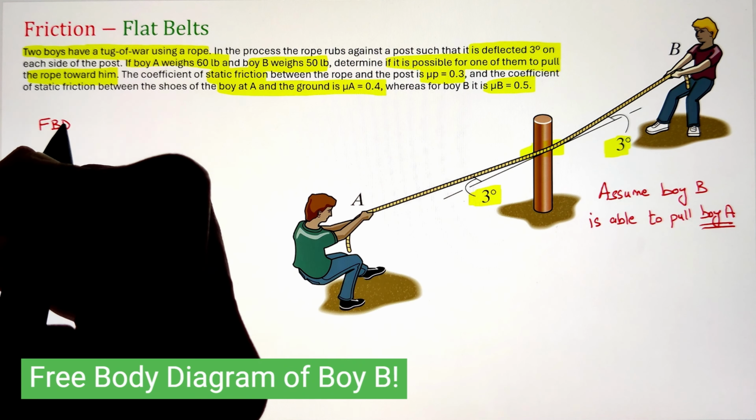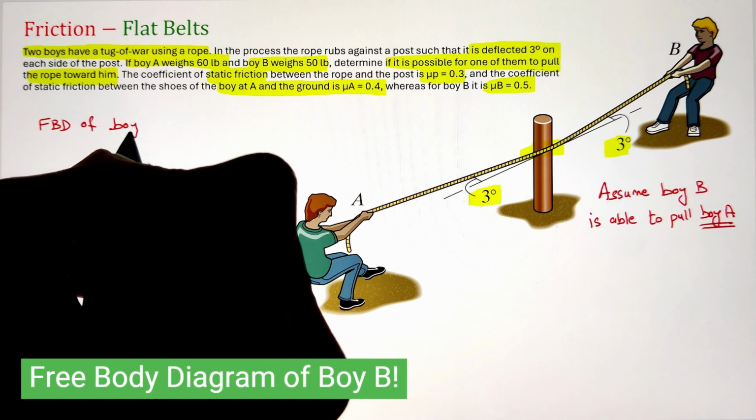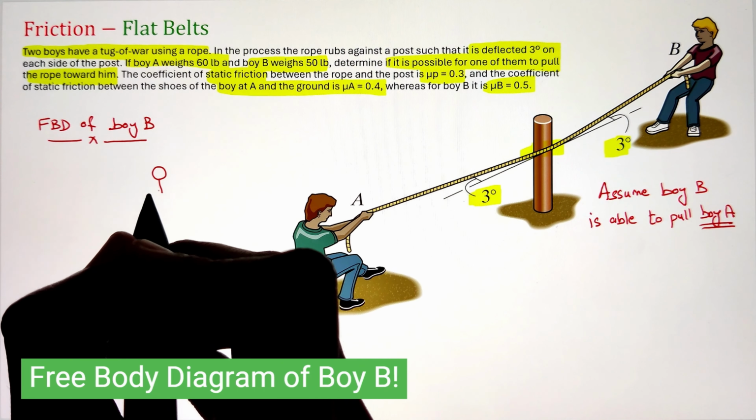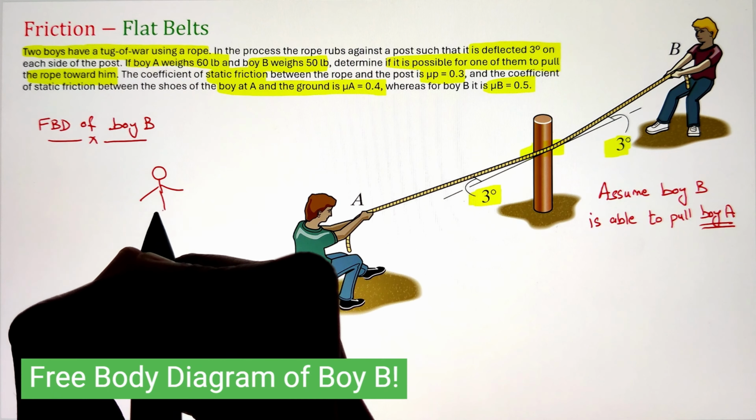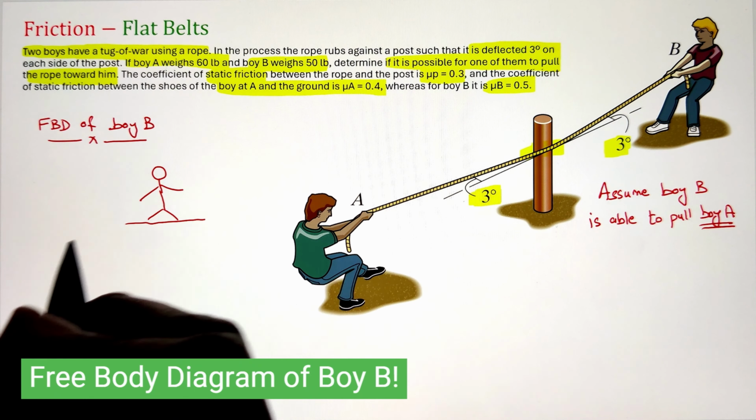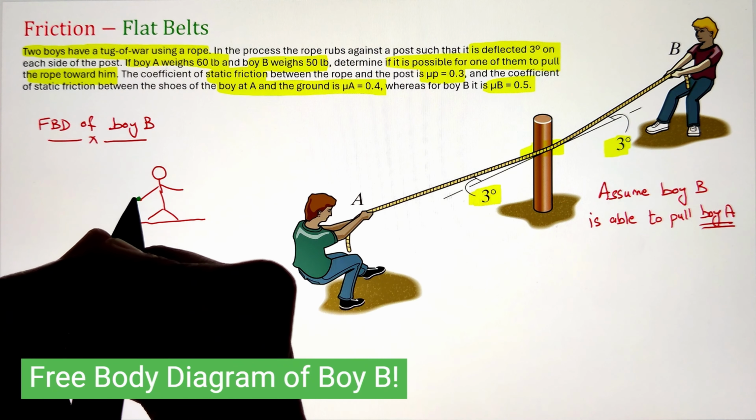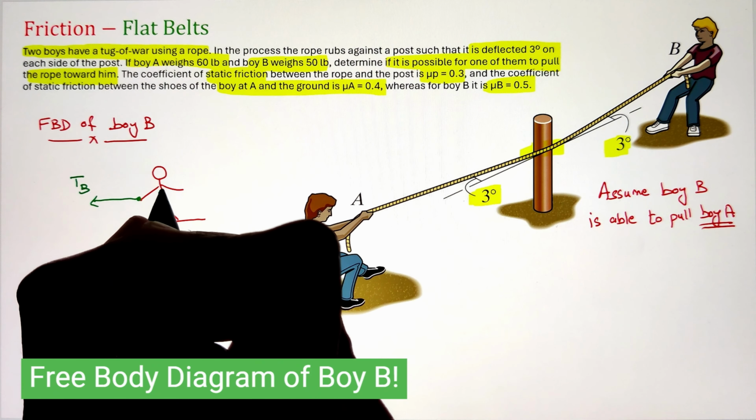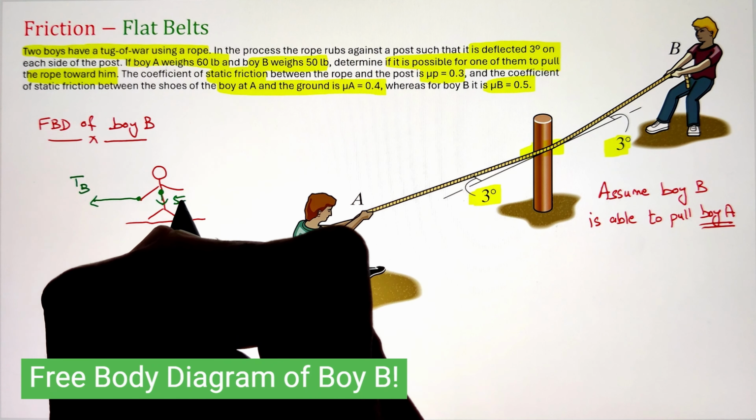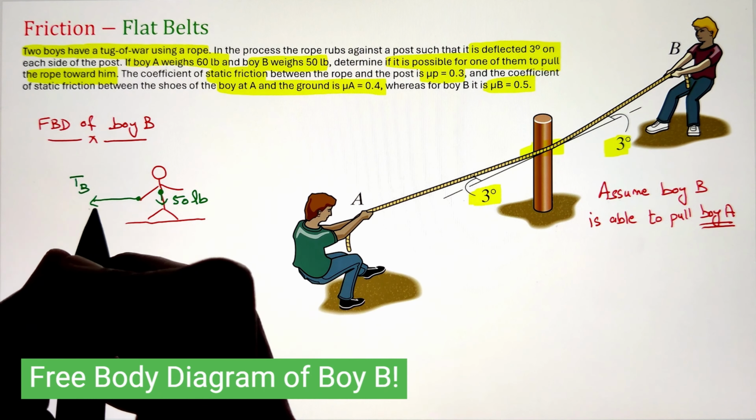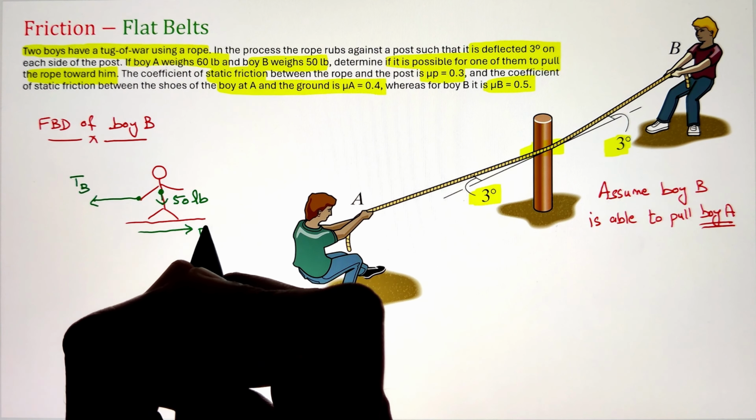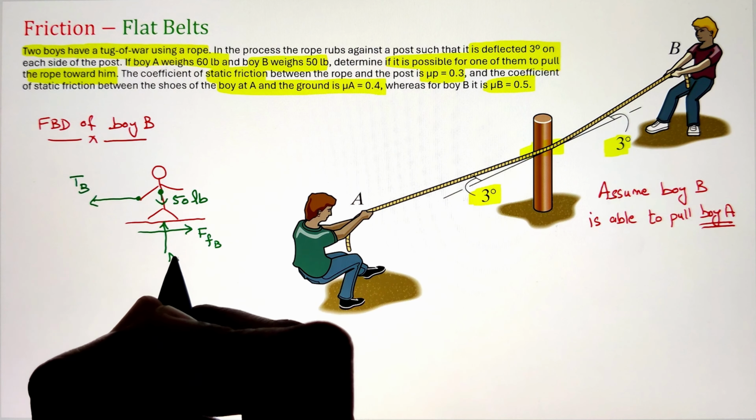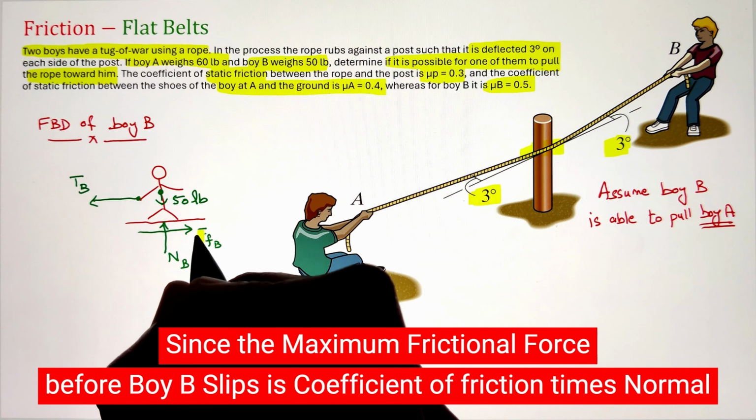So to start, let's develop our free body diagram of boy B and figure out all the forces that will be acting on him. Starting with our force in the rope, that will be the tension given as TB, pointed away from the boy. Next, we have the weight of the boy, that is 50 pounds. It will act vertically downward. Finally, we will have our frictional force that will be opposing the direction of tension in the rope, going towards the right, represented as FFB, while the normal force is pointing vertically upward.